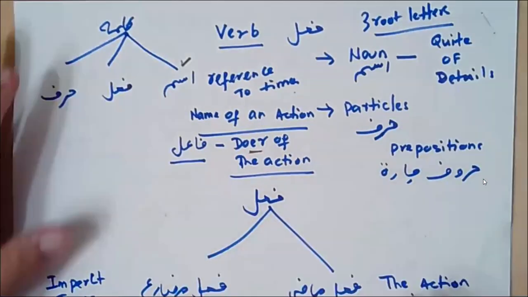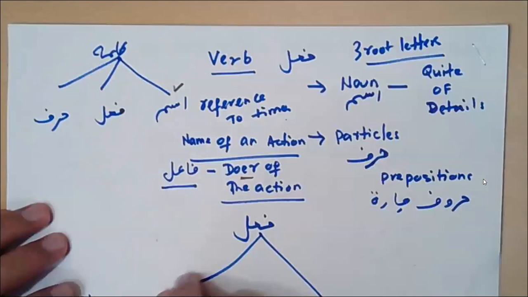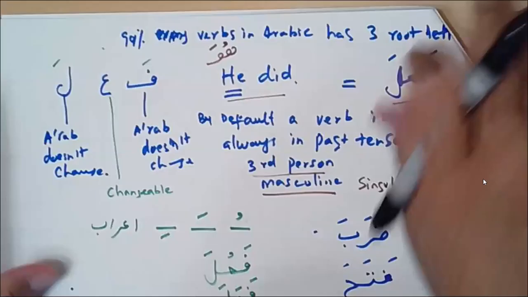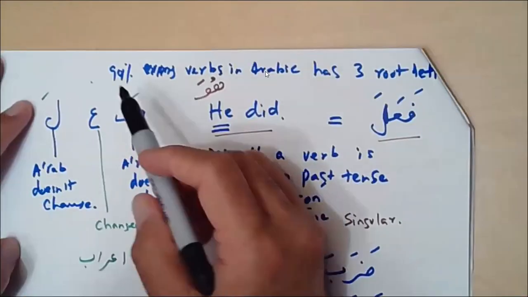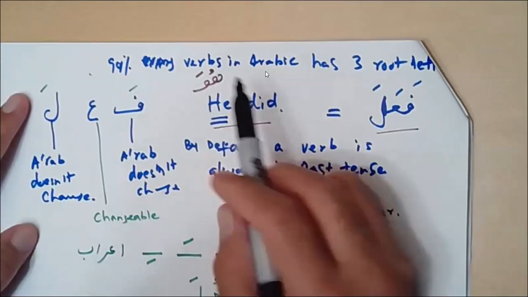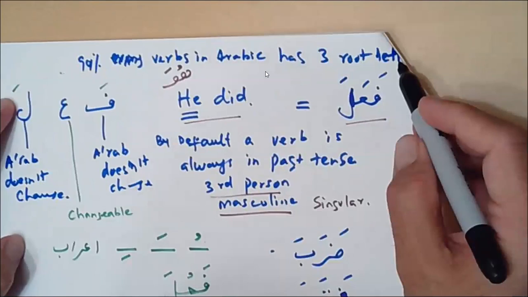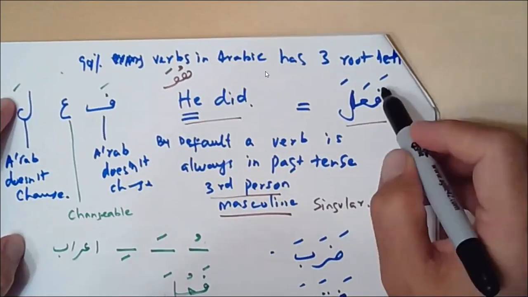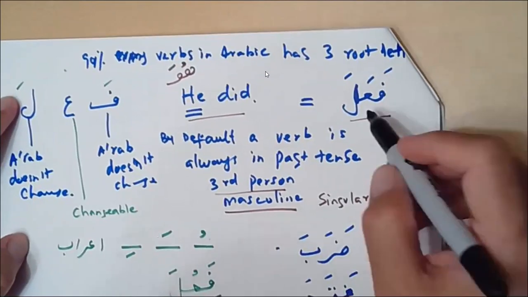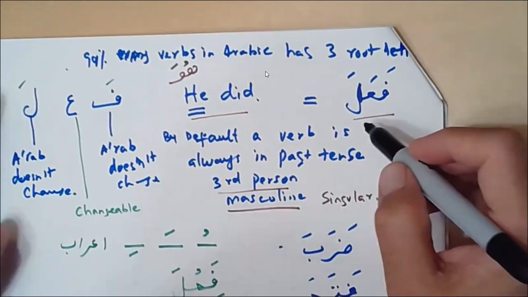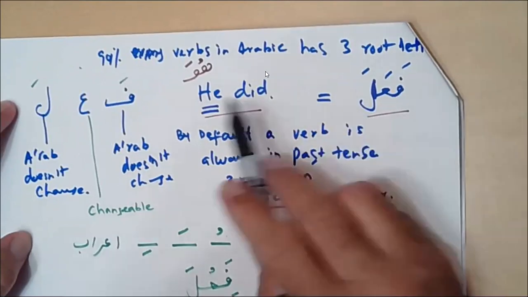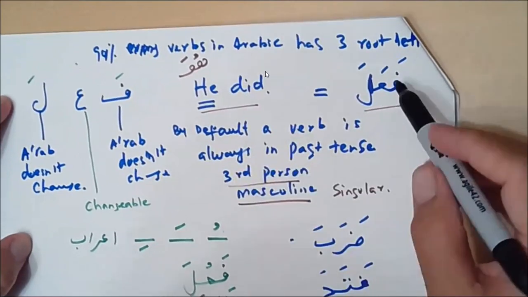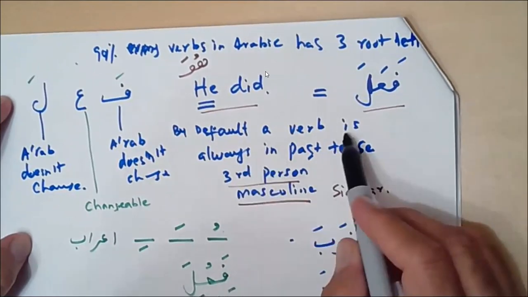So if this is the case, we need to understand how to make verbs. Okay. And we already know that 99% of the verbs in the Arabic language have three root letters. For example, if we have a verb, fa'ala, how many letters do you see in it? Three. And the meaning of fa'ala is he did. What is the meaning of fa'ala? He did. That means fa'ala, by default, a verb is always in the past tense.